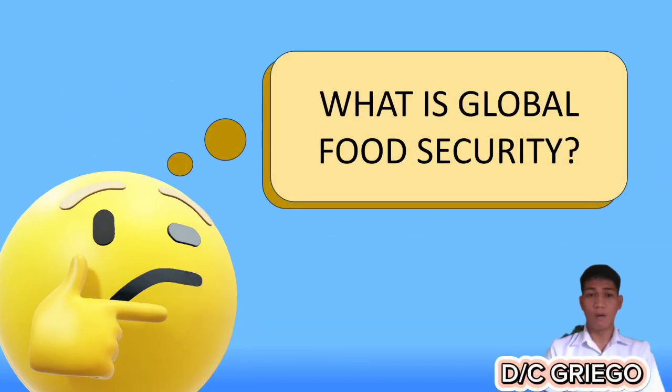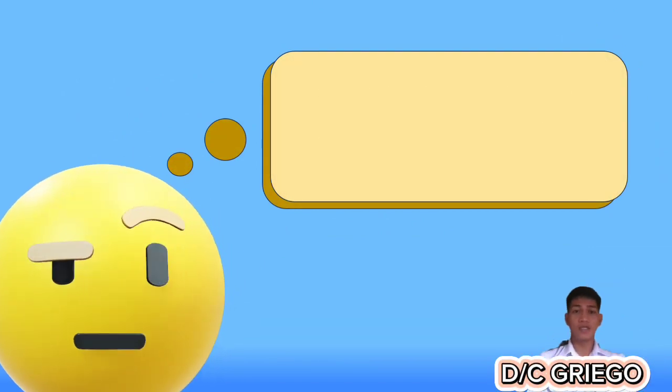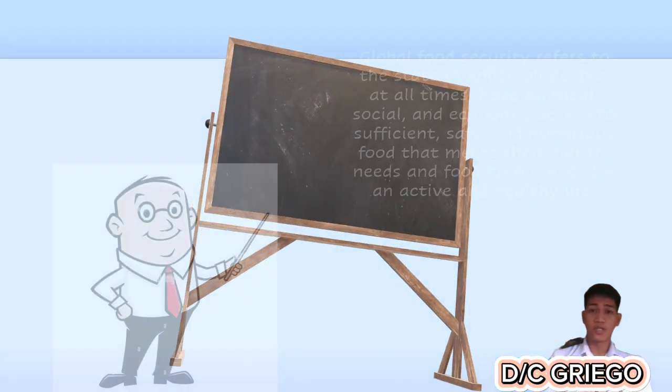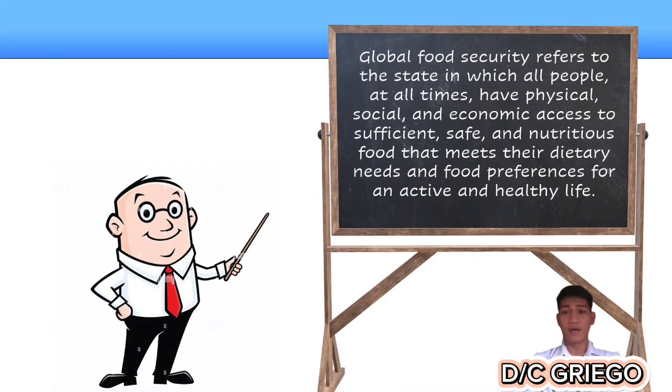So, I am Deck Cadet Ricky Griego. My topic is about what is global food security. How is it defined on a global scale? So, global food security refers to the sustainable availability and access to sufficient, safe, and nutritious food for all people worldwide. On a global scale, food security is often defined based on four key dimensions, which are the availability, access, utilization, and stability of food resources for populations to lead active and healthy lives.